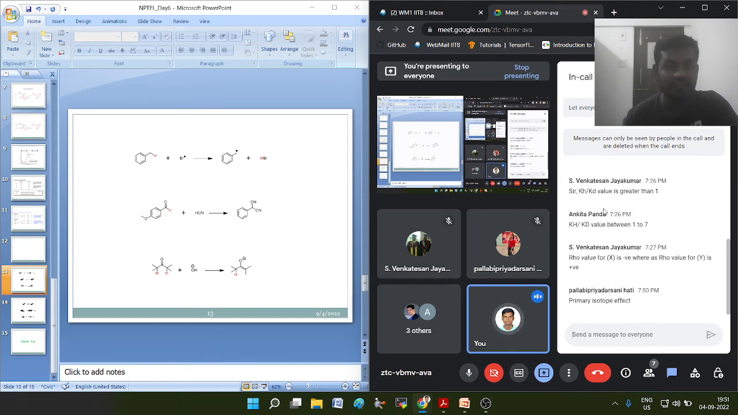Primary isotope effect. Thank you. Very good. So there is no problem. And why do you think it's a primary isotope effect? Okay. Because the step involves the breakage of the CH bond. This hydrogen is attached to the Br radical, so the H radical will combine with the Br radical to form HBr. So the CH bond is involved. So that's why it's a primary kinetic isotope effect.